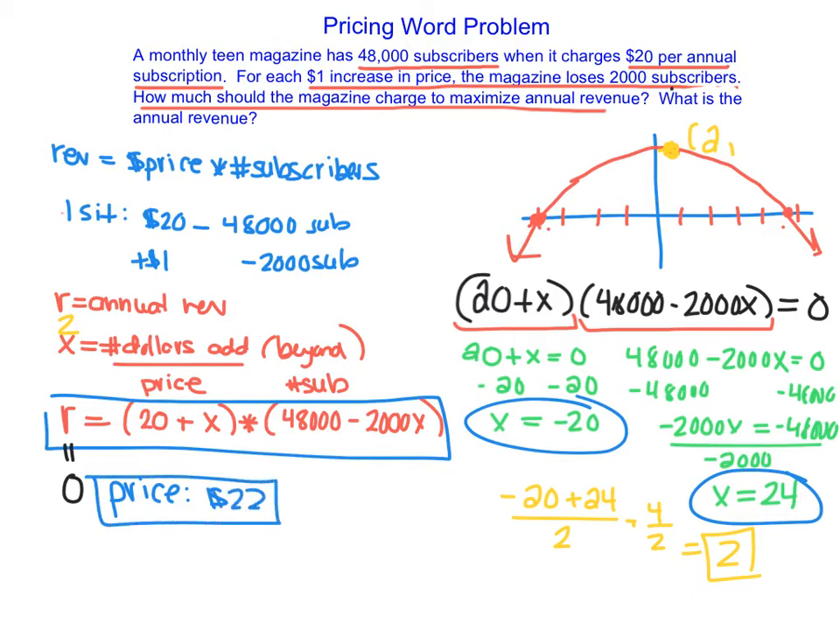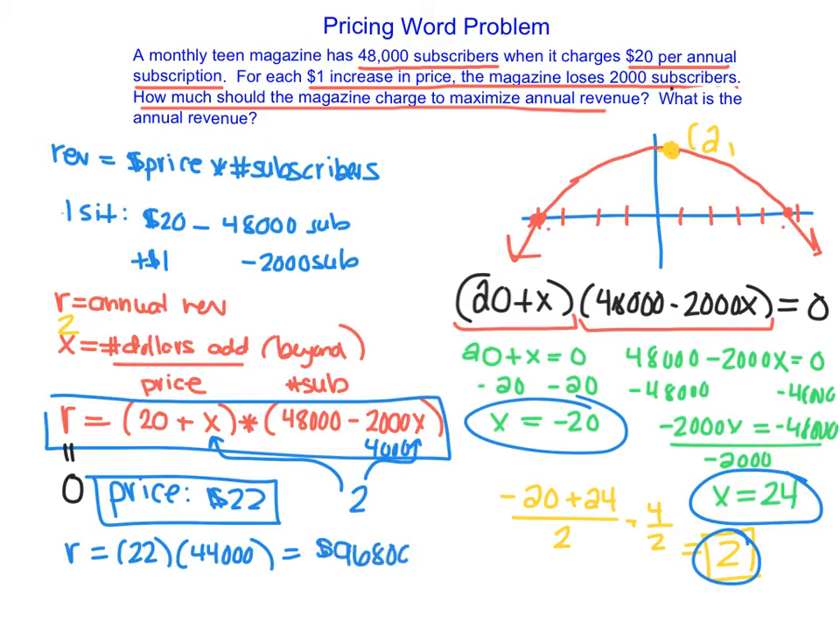Now, in order to figure out what that maximum revenue is, we have to take our x value of 2 and substitute it into our equation here. So we have our revenue equation. So 20 plus 2 becomes 22. 48,000 minus 2,000 times 2 becomes 48,000 minus 4,000. So that becomes 44,000. And if we multiply those two numbers together, we find that our maximum revenue when we have a price of $22 is going to be $968,000.